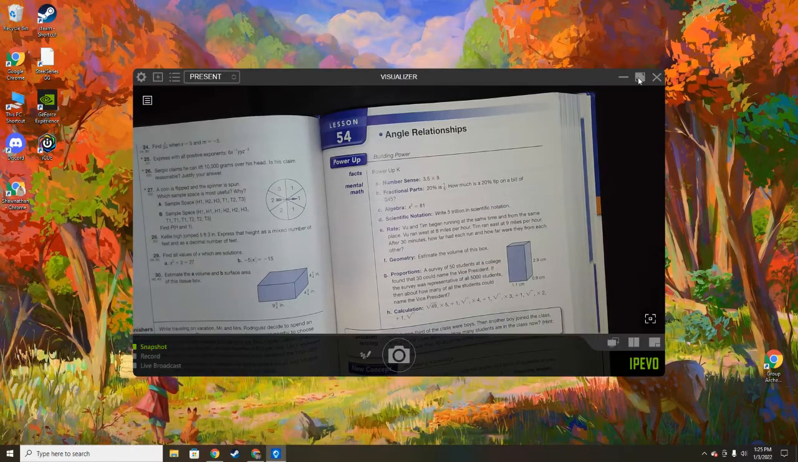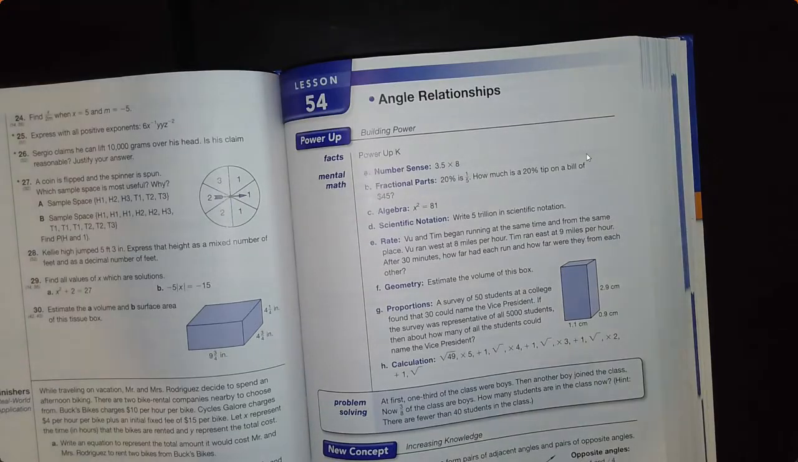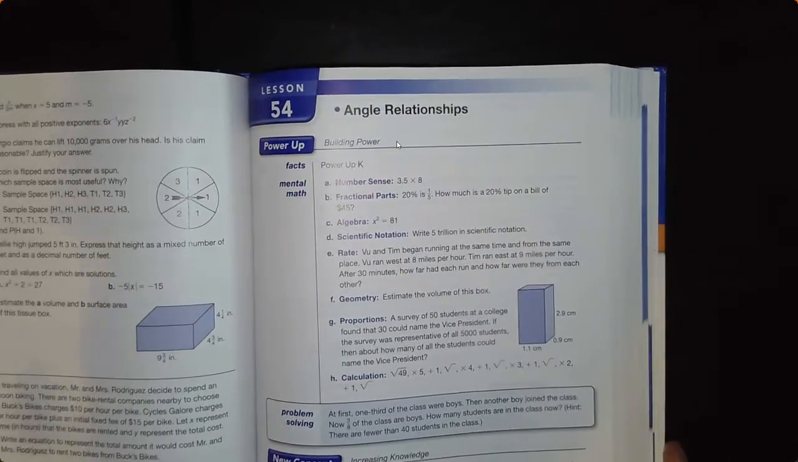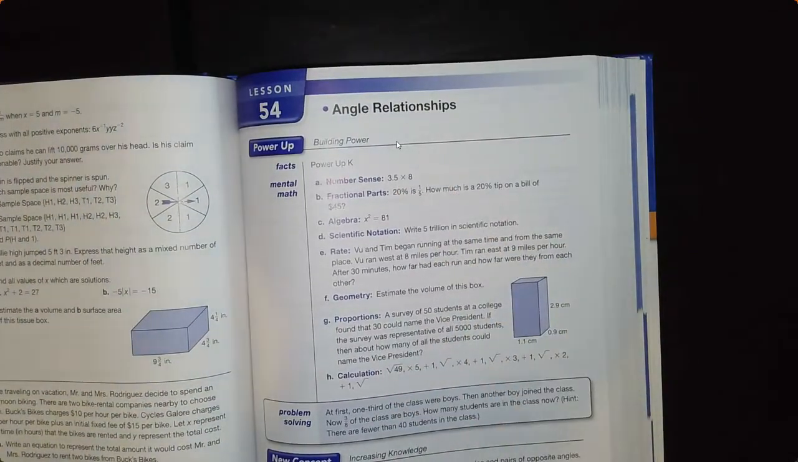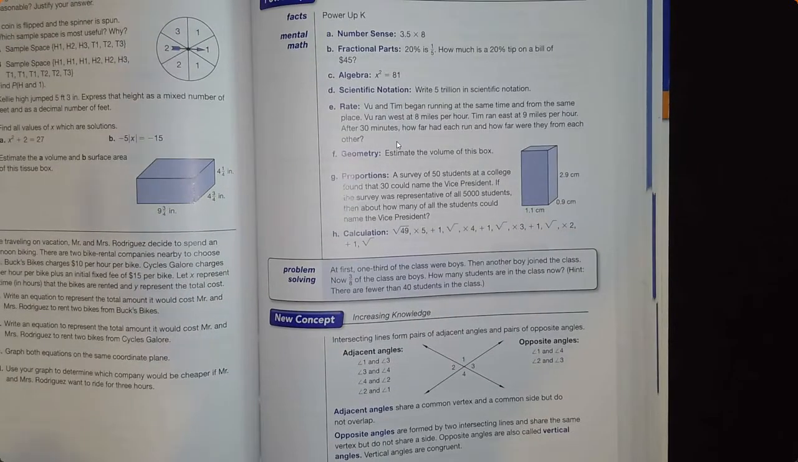This one's going to be a little bit more difficult than the last ones we've been doing this week. Angle relationships, well, first mental math, then your problem solving. Angle relationships are trying to get you to think about straight lines. Now, what do we know about the angle of a straight line?